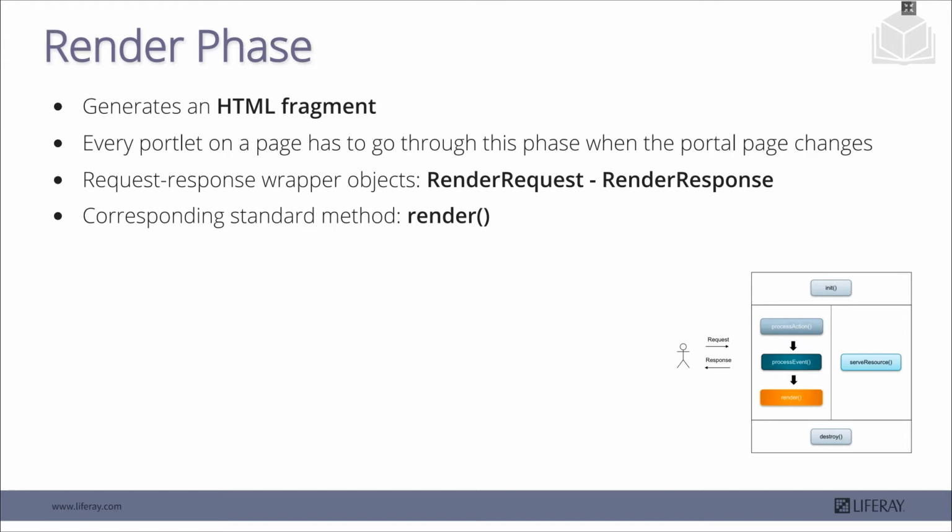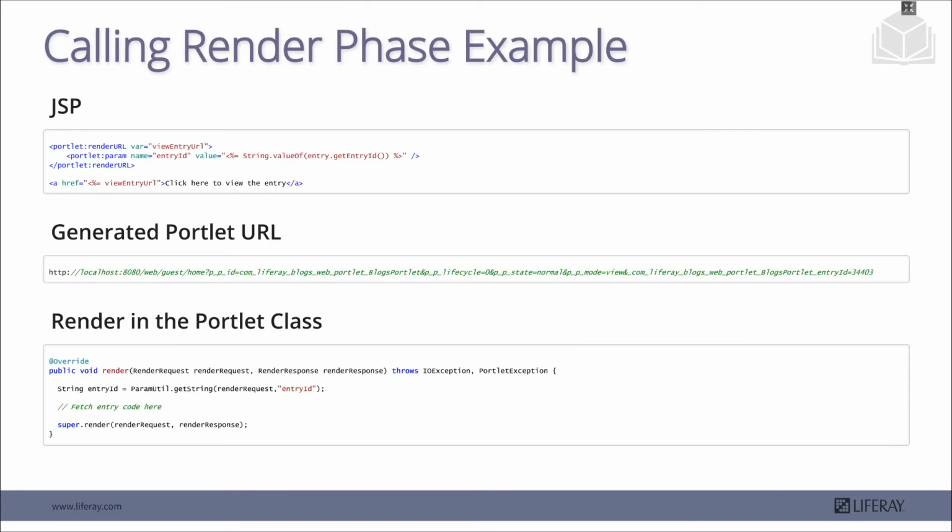Now, the render phase is part of what we like to call the request response lifecycle. We call it that because here in the render phase, there are two wrapper objects that help us manipulate what's going on within the render phase: the render request object and the render response object. And just like with the init phase, there's also a method that corresponds with the render phase. It's the render method. In calling the render method, it's usually two parts. We're going to have one part JSP, one part Java code.